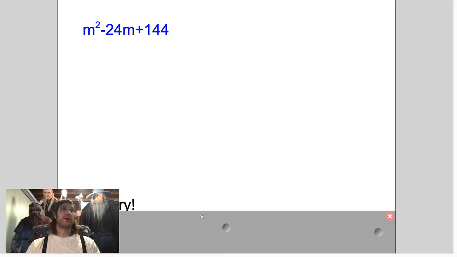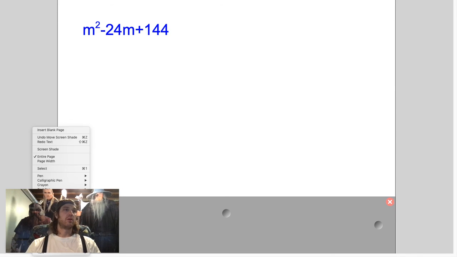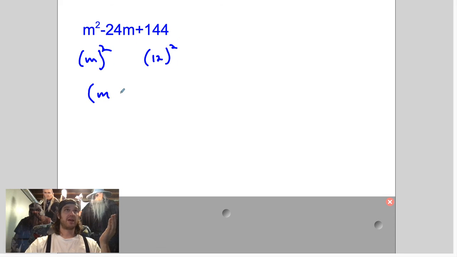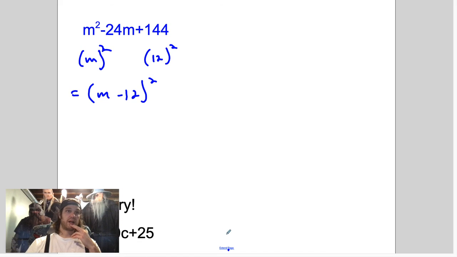Okay, we've got some more apparently. Let's keep going. All right, is this a perfect square trinomial? I think we're kind of beating a dead horse here. I think you probably have it or you don't. This is m squared. This is 12 squared. And then the middle term is twice the product, so we're done. This is m minus 12 squared. Negative 12 times negative 12 is 144, and then we have our two 12m terms that are going to add up to our middle term. So we've got it.